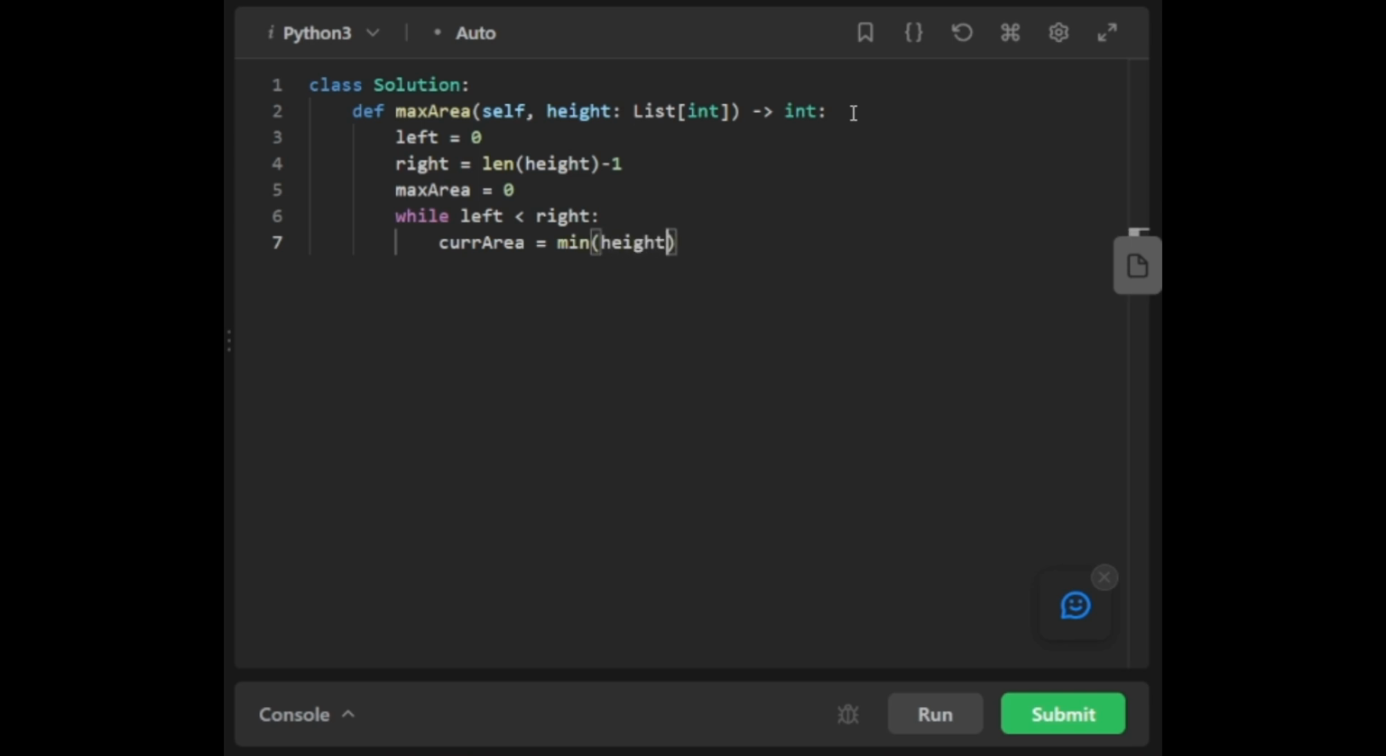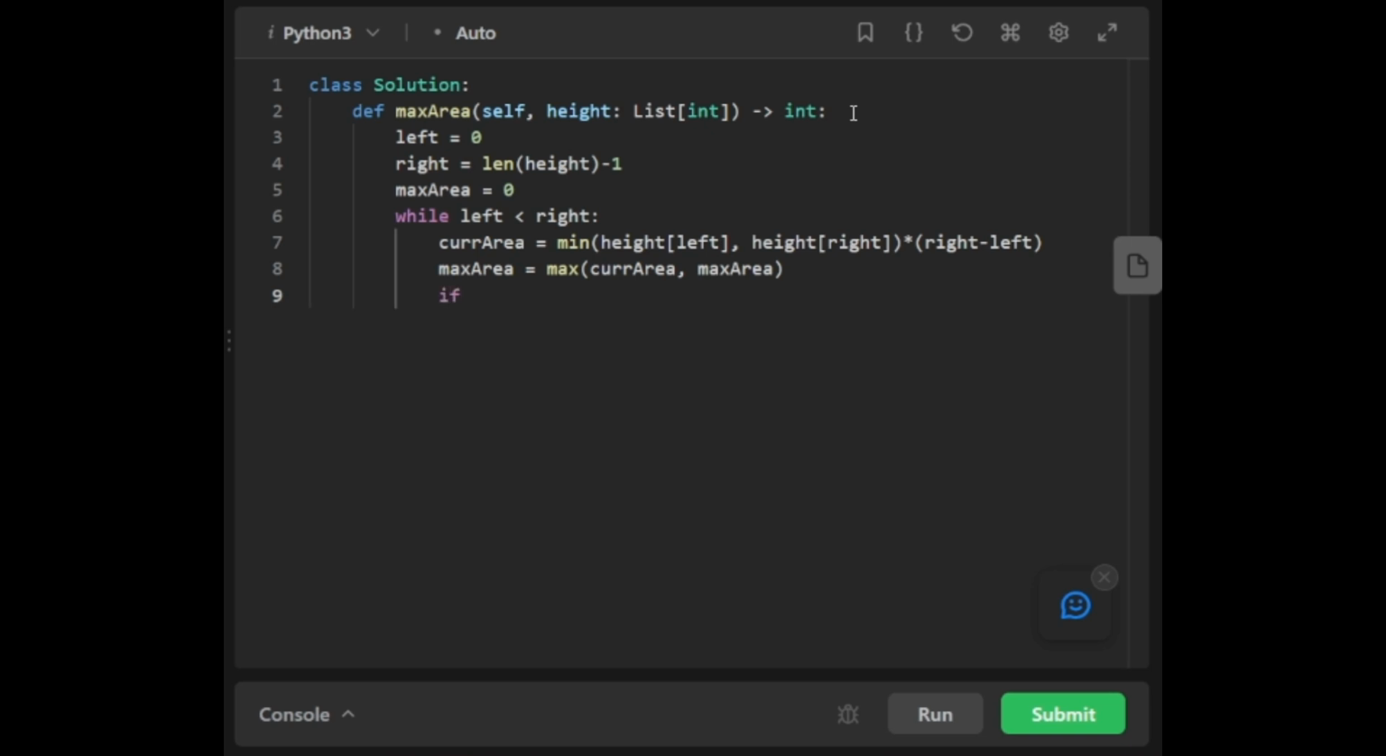of height of left and the height present at the right index, and we will be multiplying it with the width, that is right minus left. And to find the max area, it would be max between the current area that we are finding and the max area.